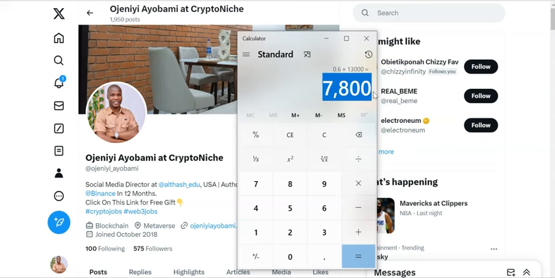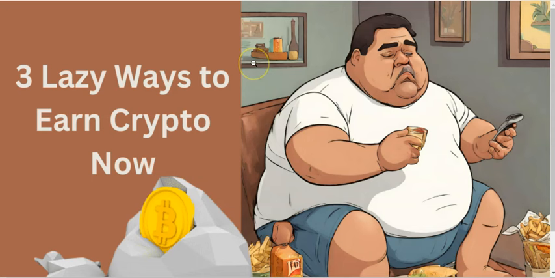Now imagine that you have 10 people like me with that volume on Binance. I know a couple of guys in Nigeria who do an incredible amount of volume on a monthly basis, like 120, 130 volume on the platform. So if you refer 10 people like me, on autopilot you could make as high as $78,000. That is a lazy man's way of making money in crypto.